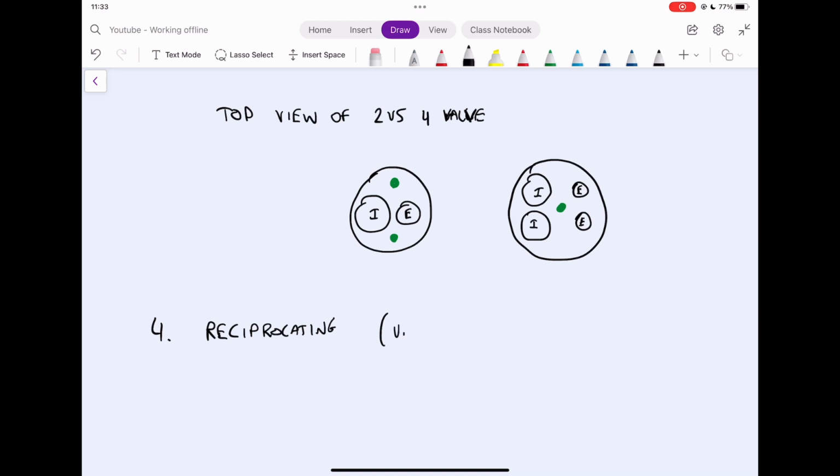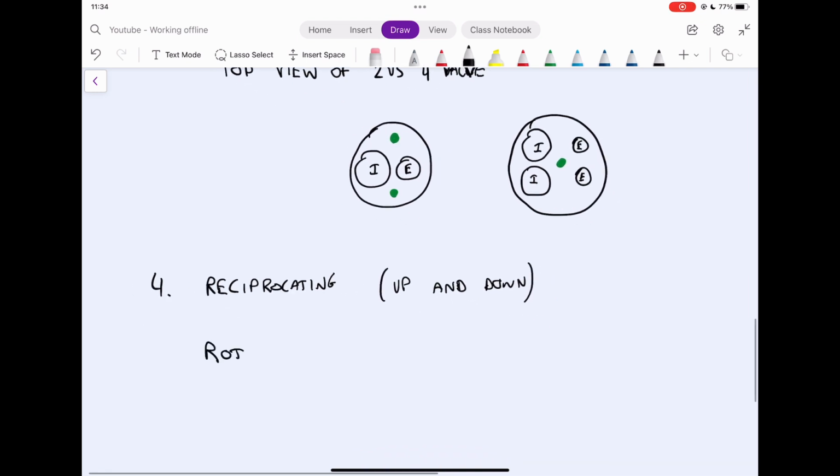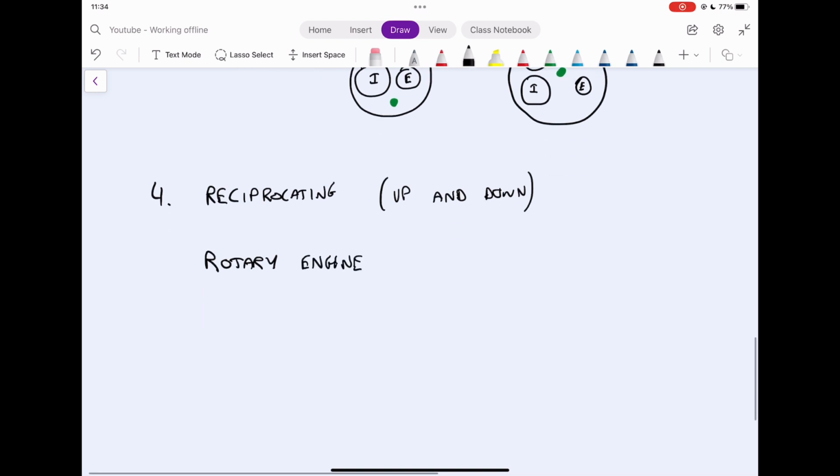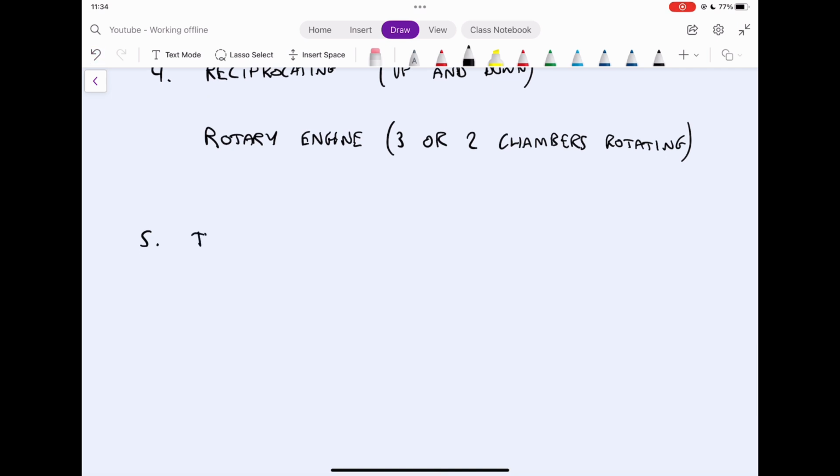Now, the next category is looking at different types of engines as a whole. The most common type of engine is reciprocating, which basically means the engine goes up and down. So that's a typical piston cylinder engine. Another type of engine is called a rotary engine. What the rotary engine does is it actually has 2 or 3 chambers rotating around a center axis. This is a completely different design that has been used by Mazda on their RX-7 and RX-8 engines mostly, but has fallen out of fashion a little bit because of some difficulties with sealing the chambers when you have rotating chambers.